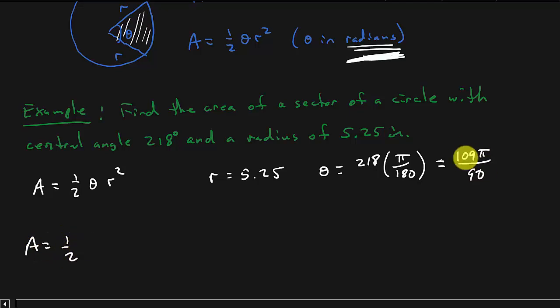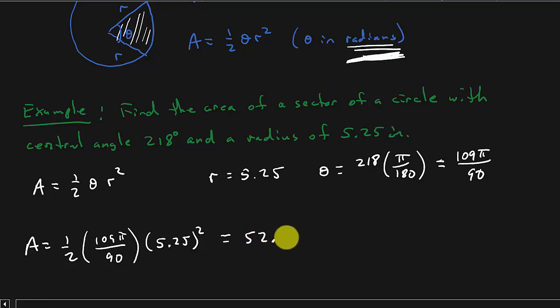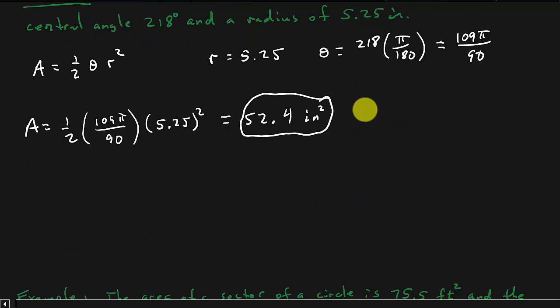And so, well, I'm sorry, not square it. You don't have to square that. I was looking at R when I was talking about that. No, you don't square this. So that's 1/2 times 109 pi over 90 times 5.25 squared. And so let's see, what would that give us? That would give us 52.4, and what unit is that? Square inches. We're looking for the area. The radius is in inches, so that would give us square inches.